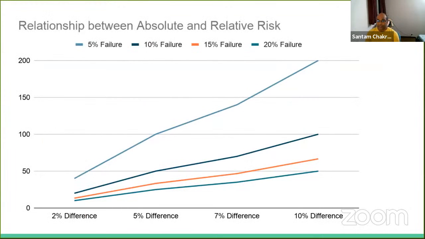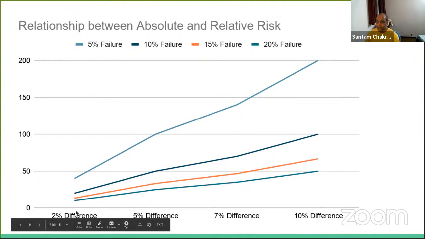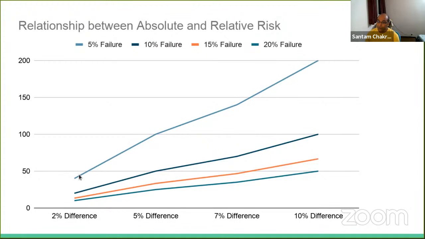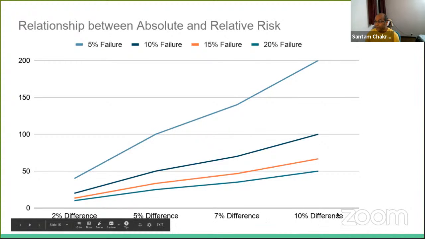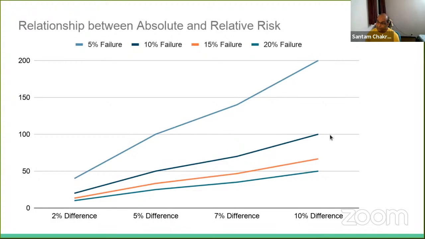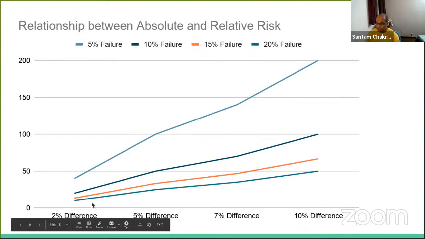And just to highlight this point a little bit better, this is a graphical relationship of the relationship between absolute and relative risk. So this is basically a control arm where there is a 5% failure rate. A 2% difference from this, or 2% increase, means nearly a 30-40% relative risk. A 10% means a 200% relative risk. On the other hand, when you have a control arm with a 20% failure rate, you can see that the relative risk change is much lower.